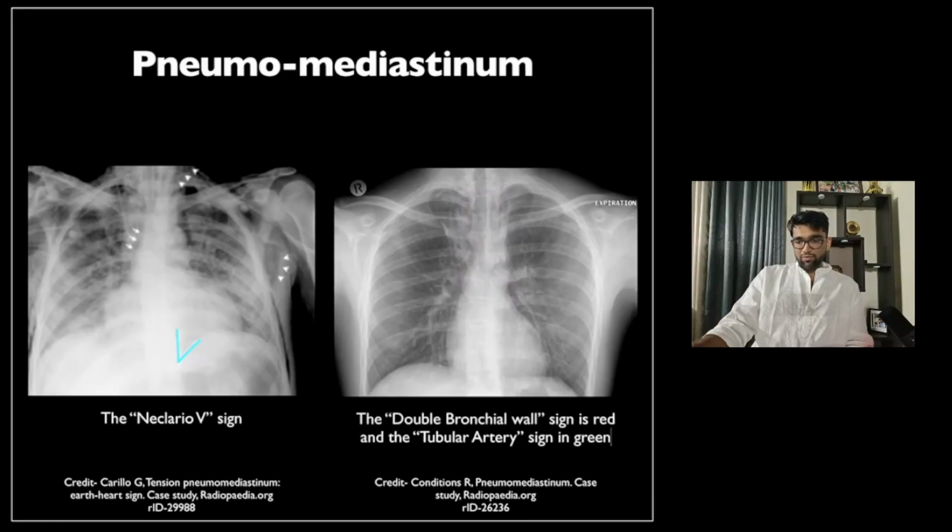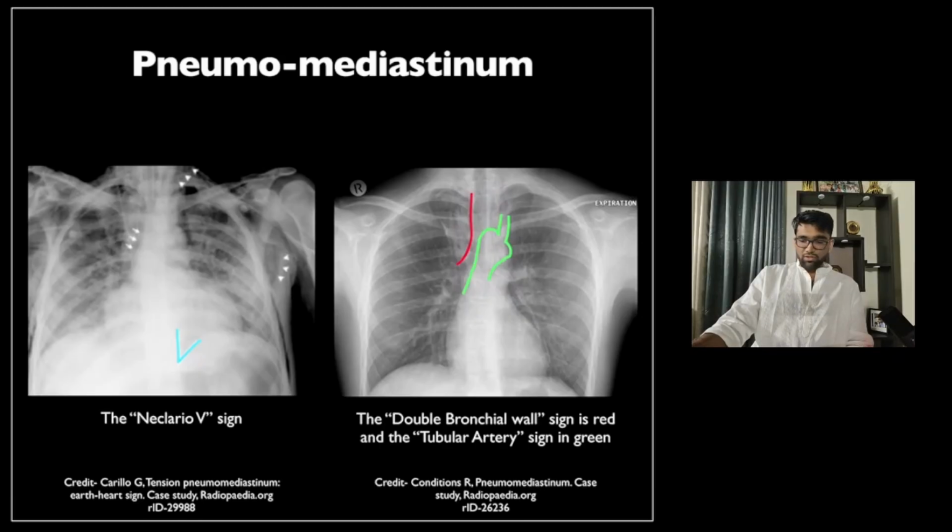On the right side, we have what is known as the double bronchial wall sign. So what happens is that there is air within the mediastinum that therefore results in air being present both outside and inside the tracheal wall or the bronchial wall. So there is air both inside and outside. That makes the wall more visible, and that is what is called the double bronchial wall sign.